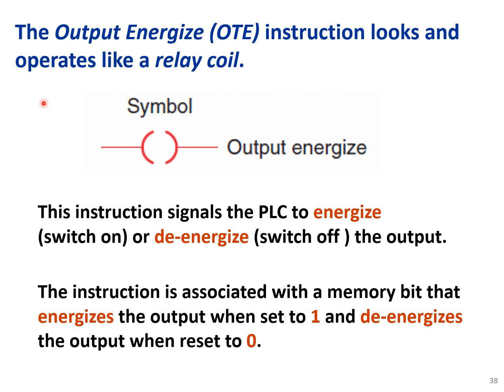The output energize or OTE instruction looks and operates like a relay coil. So this one is an OTE or relay coil. This instruction signals the PLC to energize (switch on) or de-energize (switch off) the output. The instruction is associated with the memory bit that energizes the output when set to 1 and de-energizes the output when reset to 0.